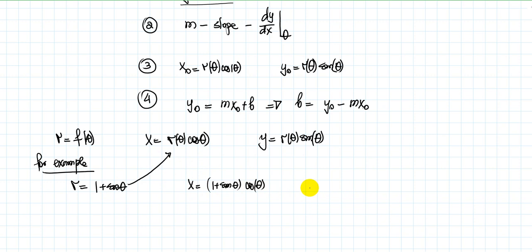And y is going to be 1 plus sine of theta multiplied by the sine of theta. I'm going to plug this r in here, and I'm going to get the parametric equation of the cardioid, which depends on x and y, which depend on theta. So depending on the values of theta, I'm going to find the coordinates of the points. Do you remember what we did in order to draw the curves in polar coordinates?